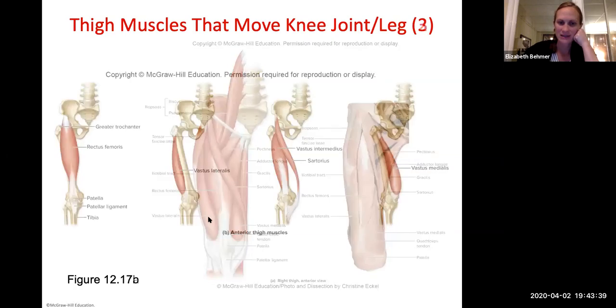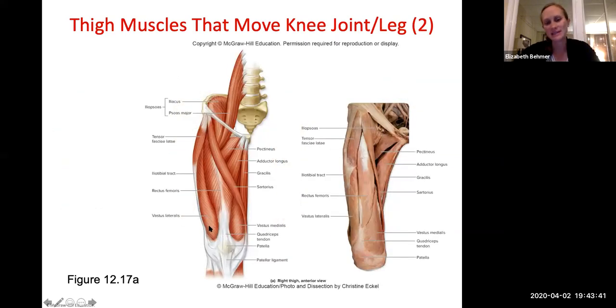And then you have a vastus lateralis, which is the quadricep muscle that's on the lateral side of the anterior thigh. The vastus medialis is on the medial side of the anterior thigh. So they're lateral and medial to the rectus femoris muscle.